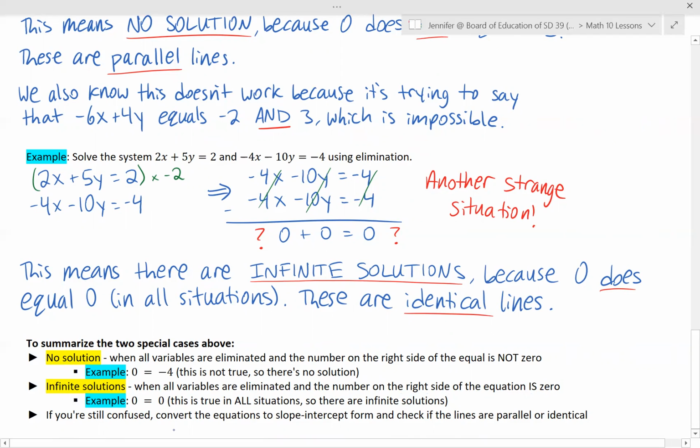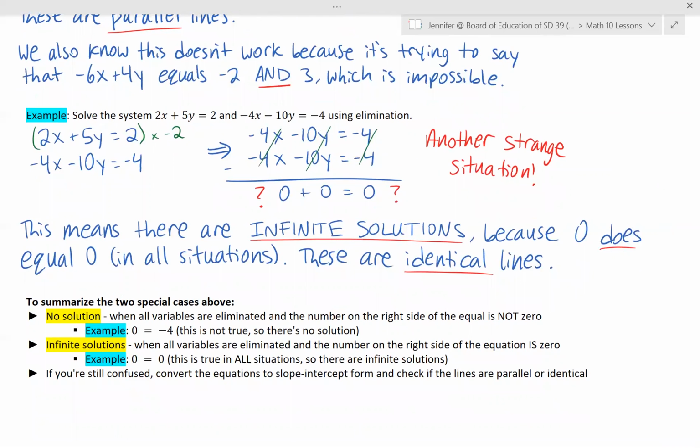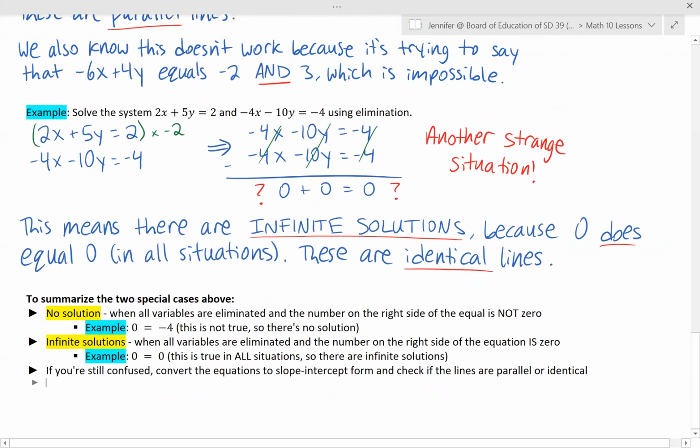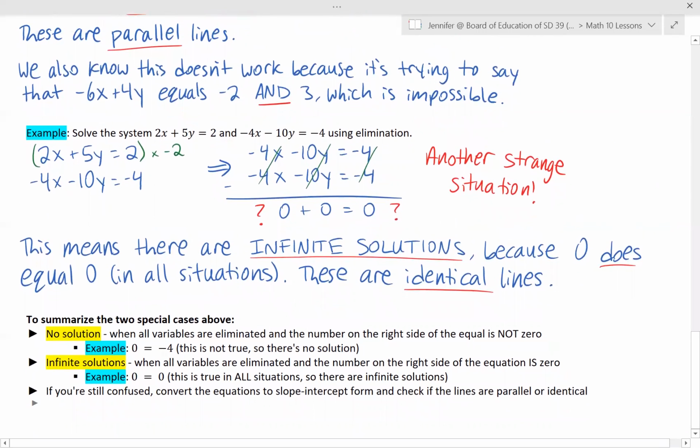And if you're still confused by this, just take the equations you're given, convert them to slope-intercept form, and check if the lines are parallel or identical. We know how to do that. If the lines are exactly the same, they're identical. If the slopes are the same, but the y-intercepts are different, then they're parallel lines. So this is how you solve systems of linear equations using elimination and how we can identify our special cases.